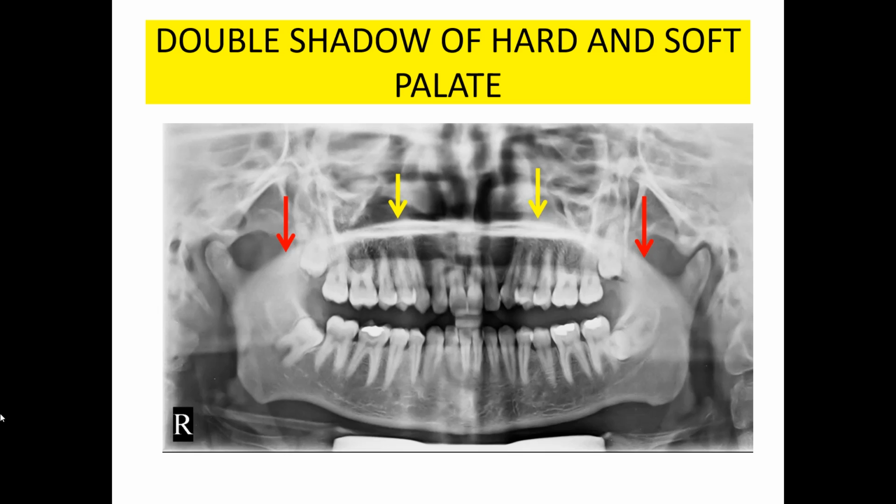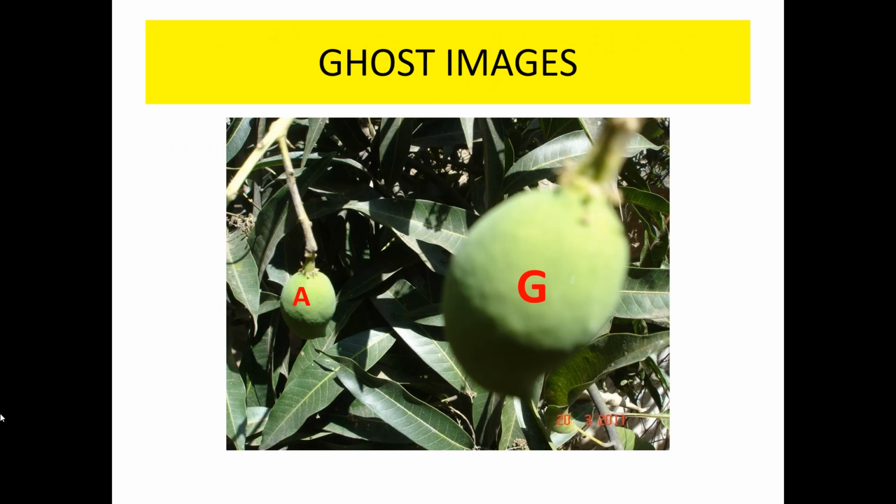Double shadow of hard palate and soft palate is another such example of double images. As I have explained, both are real, of the same proportion and same location. Hard palate bilateral shadow is shown by yellow arrows and soft palate shadows are shown by red arrows. As I am going to explain later, ghost images are different from double images. Now we will see the ghost images.